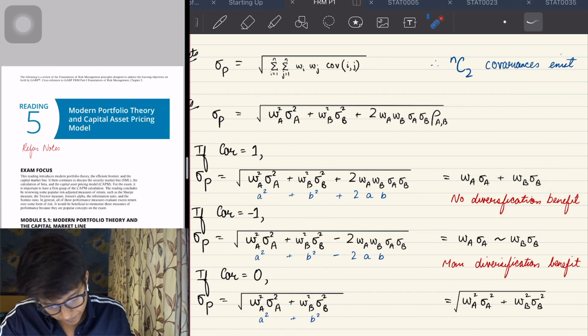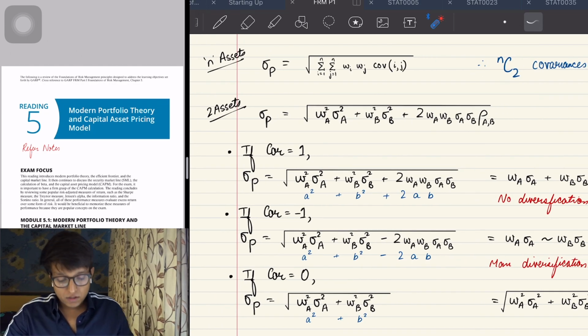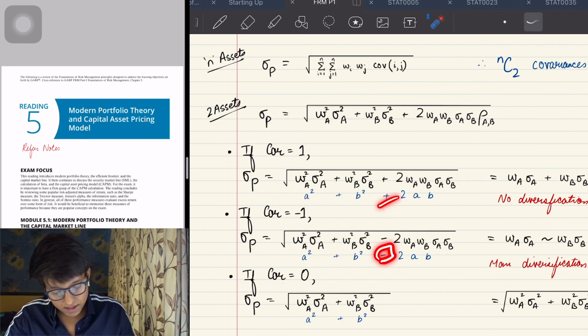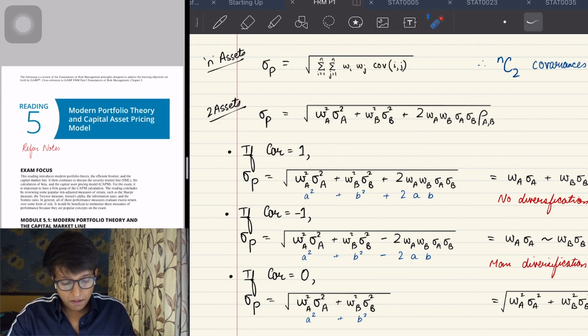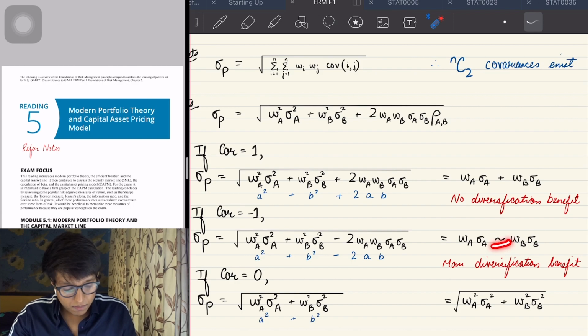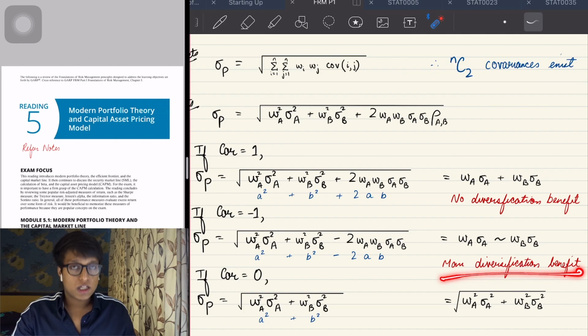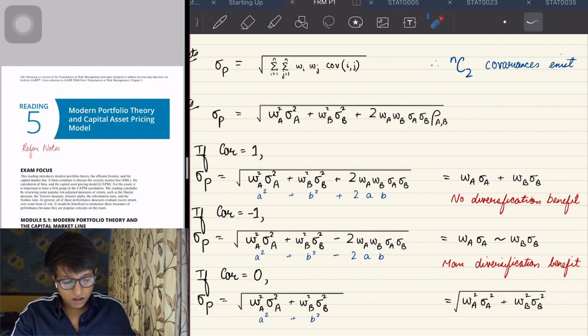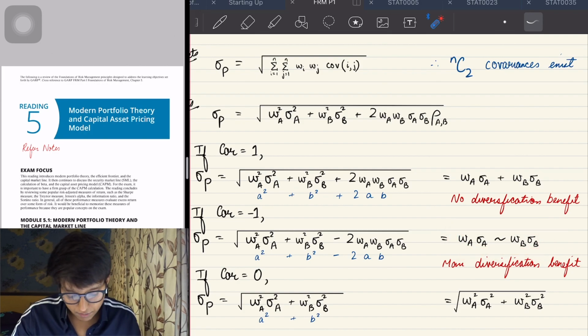Now, when the correlation is -1, what happens is that we get this minus over here instead of this plus. And in this case, what we get is a squared plus b squared minus 2ab. So this can either be (a minus b) whole squared or (b minus a) whole squared. So we write this symbol. This symbolizes a minus b or b minus a. And here you get the maximum possible diversification benefit.